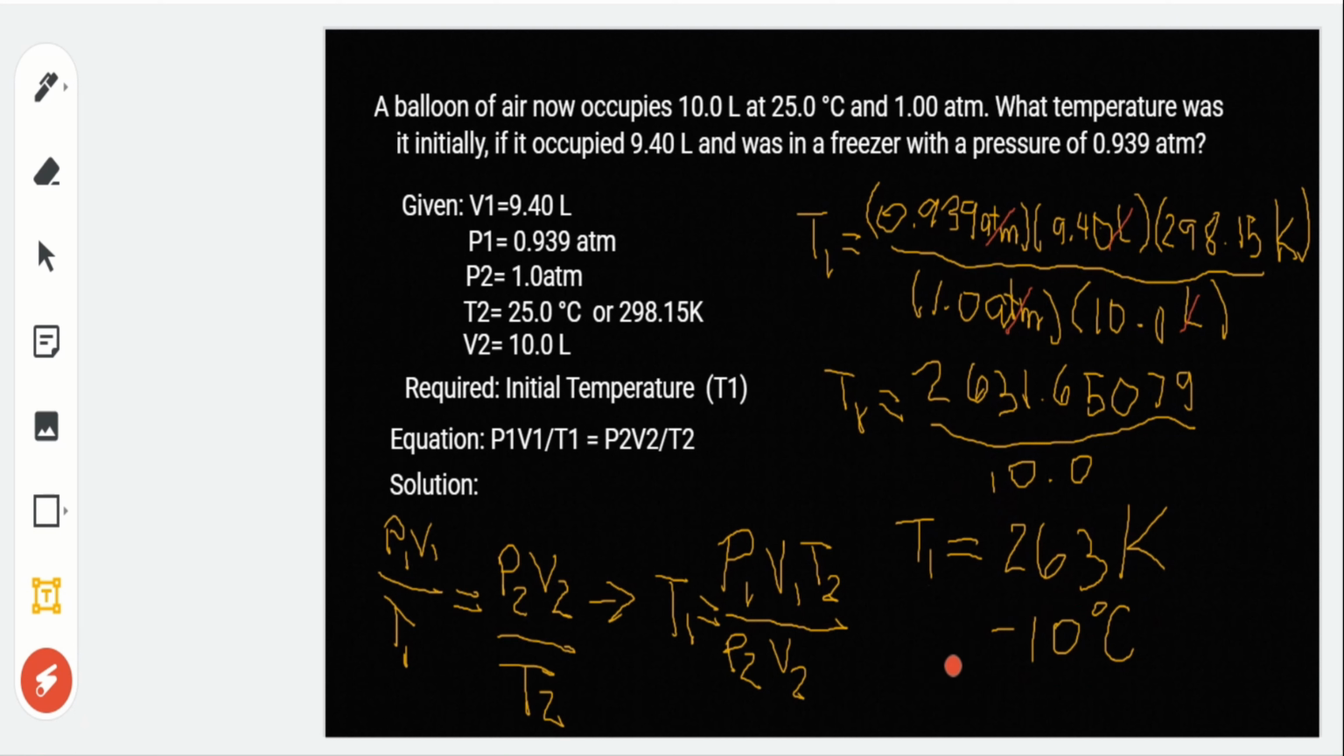So the combined gas law can be used only if the amount of gas is constant, fixed, and the variables that are changing are the temperature, pressure, and of course the volume of the gas.